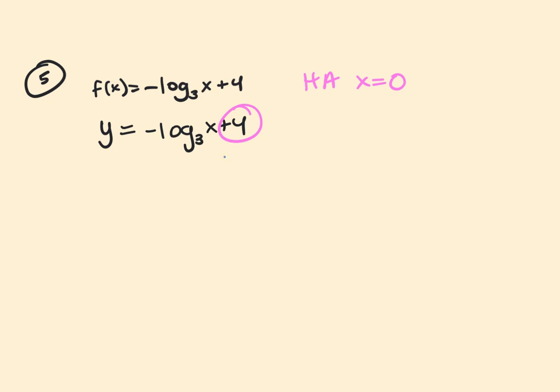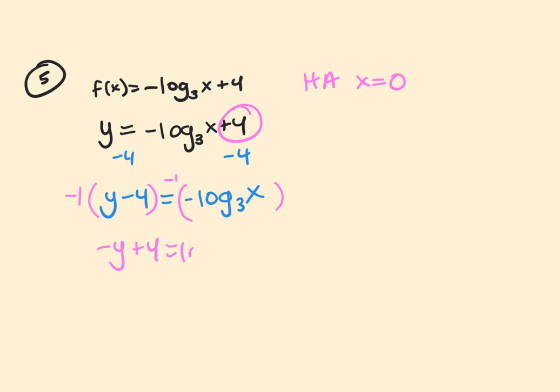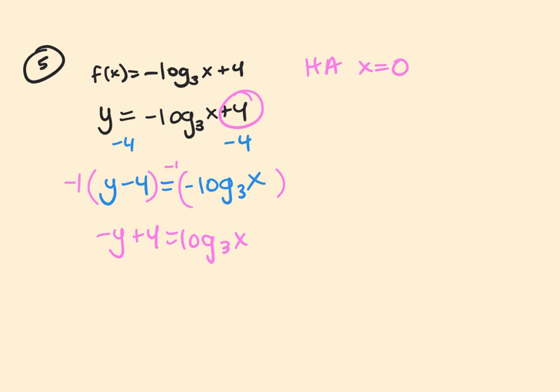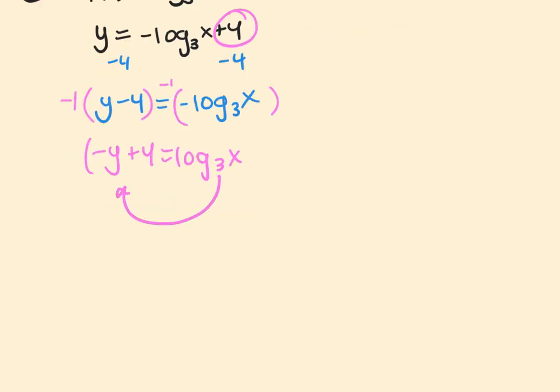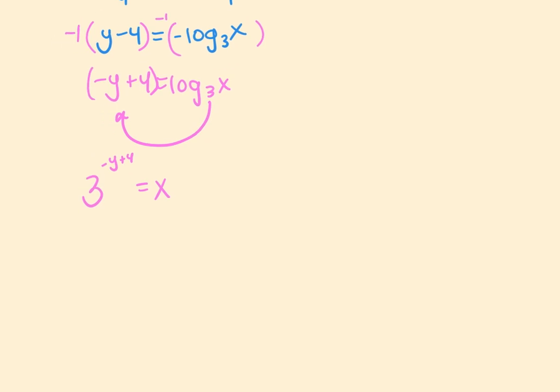I'm going to first isolate the log, so I have to do y minus 4 equals negative log base 3 of x, and then I also have to get rid of that negative. So negative y plus 4 equals log base 3 of x. You have to completely isolate the log first. 3 picks up this whole thing, so 3 to the negative y plus 4 equals x. And then you plug in.